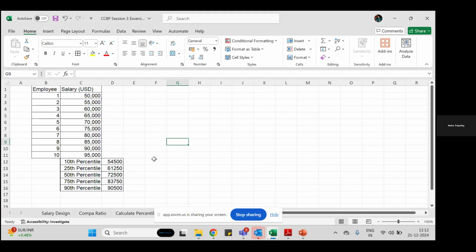So, ma'am, my screen has come up. I can see. So I hope all of you have got the same at the 10th percentile. Let me see the market median, 50th percentile. That's called the market median. 72,500. And at the 75th percentile, 83,750.